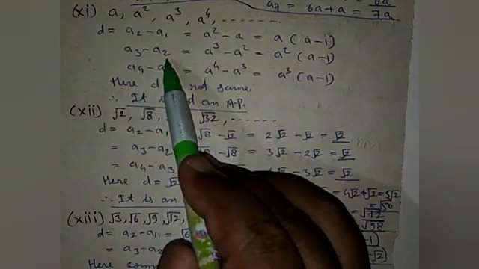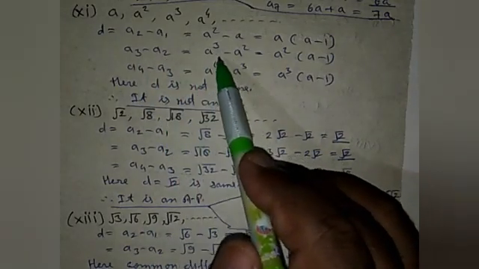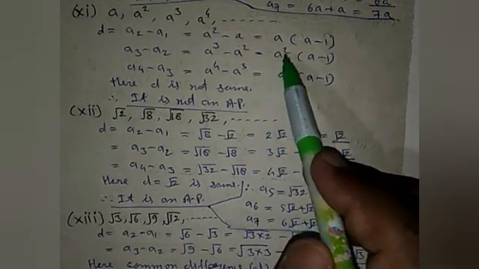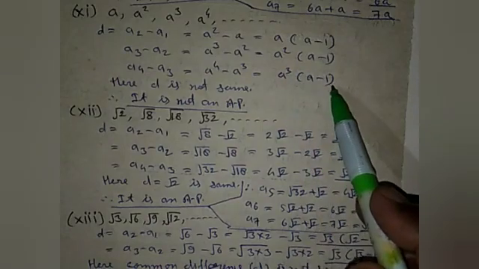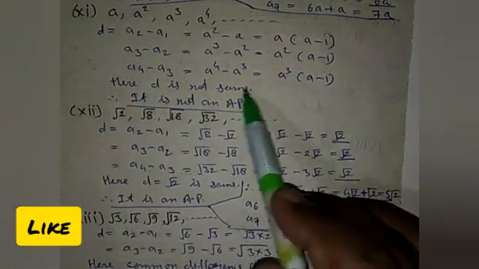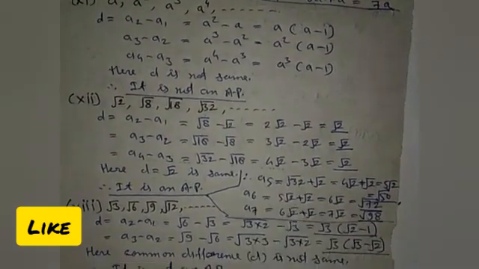Then A3 minus A2 is equal to A cube minus A square, which is equal to A square into A minus 1. Similarly, A4 minus A3 is equal to A cube into A minus 1. See here, the difference is not same, so it is not an AP.